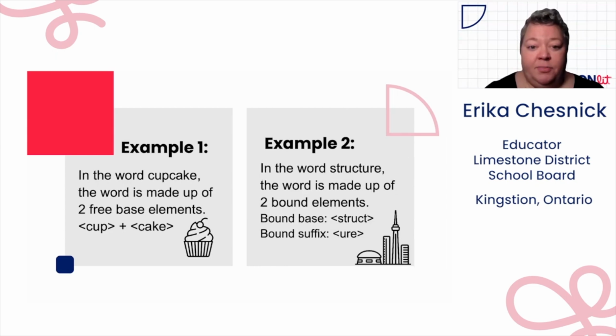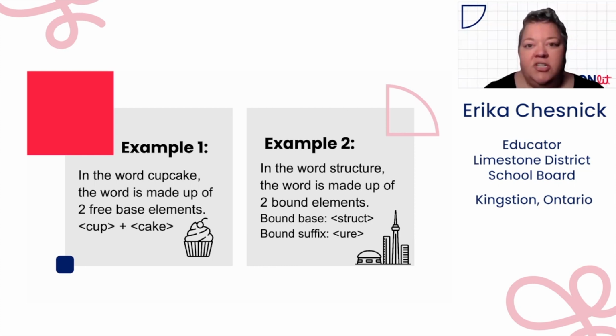Here are a couple of examples. The word cupcake is made up of two free base elements, the morphemes cup and cake. In example 2, we have the word structure, which is made up of two bound elements: the bound base struct, and the bound suffix ure. It is important to note that all affixes, so all prefixes and suffixes in English, are bound elements.